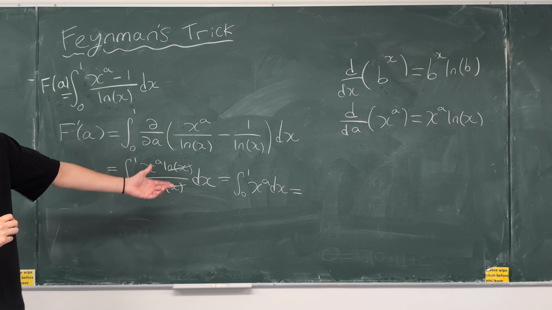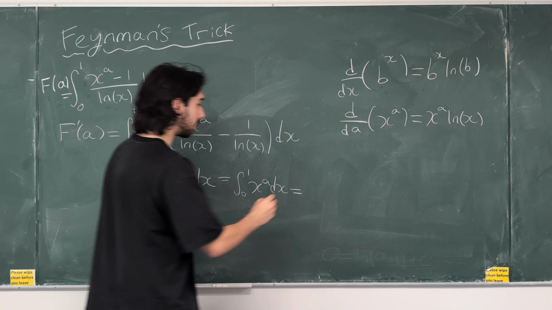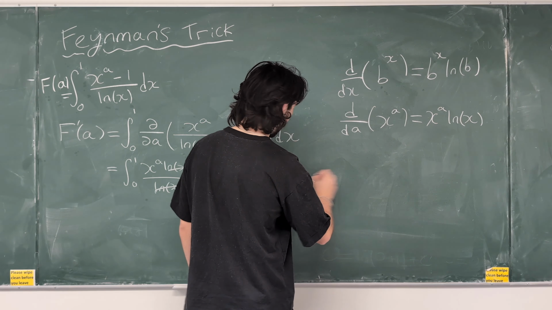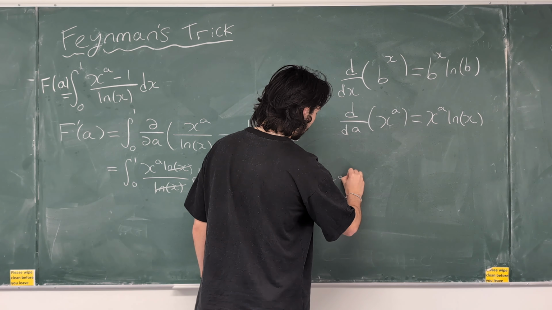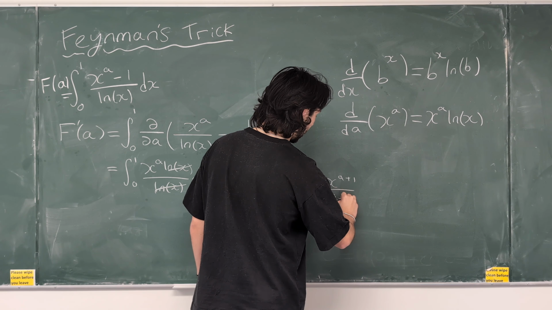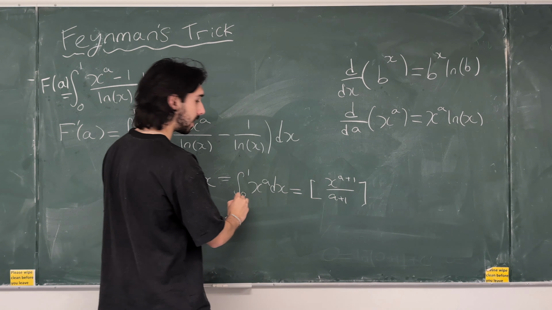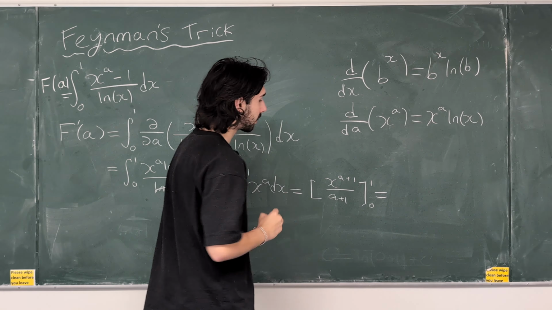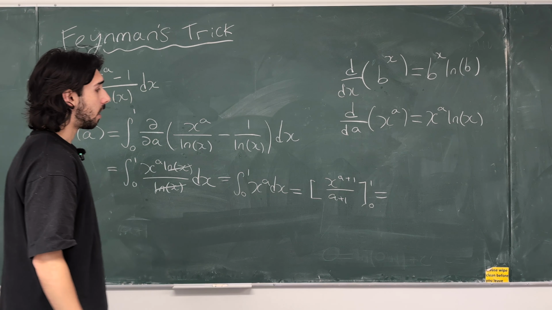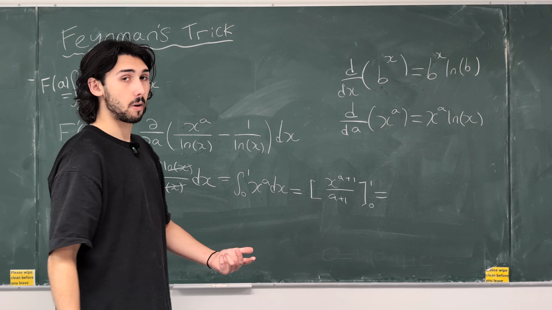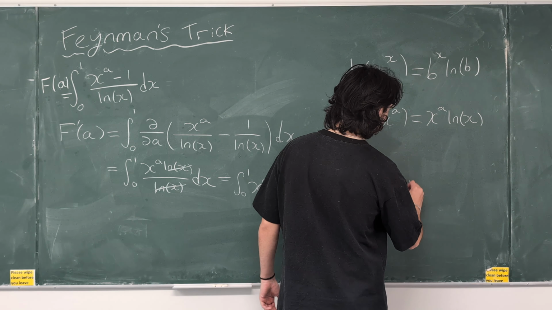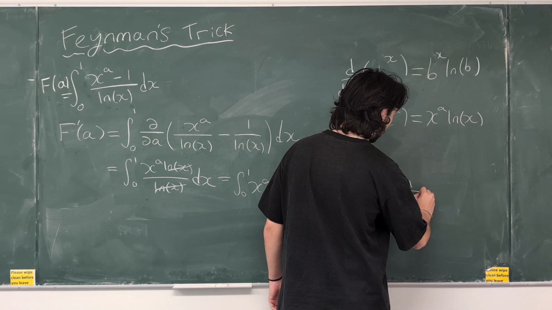And now, this is an integral that we can very, very simply evaluate, right? So this is just the integral of x to the a, which becomes x to the a plus 1 divided by a plus 1, just evaluated from 0 to 1. And this becomes 1 to the a plus 1 over a plus 1 minus 0 to the a plus 1 over a plus 1, which is just 1 over a plus 1.